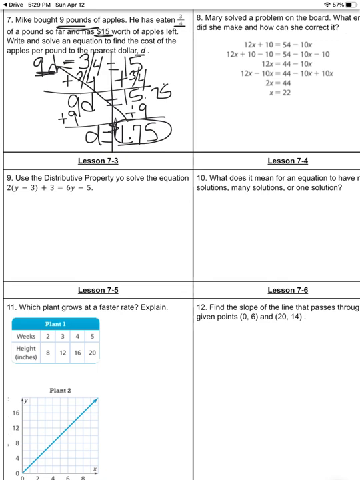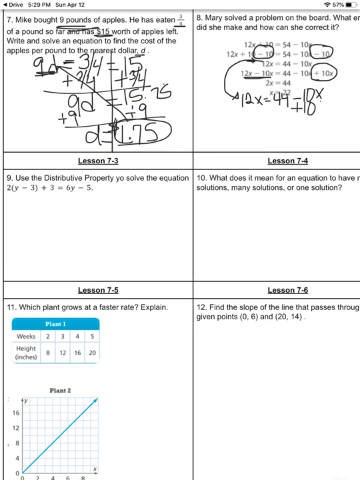Number 8, Mary solved a problem and we have to figure out what her error is. So it looks like the first thing she did was subtract 10 from both sides, and she got 12x equals 44 minus 10x. She added 10x to this side, but didn't add it to this side. So she subtracted 10x. So we need to go back up to this step right here. And it should be 12x equals 44 minus 10x.